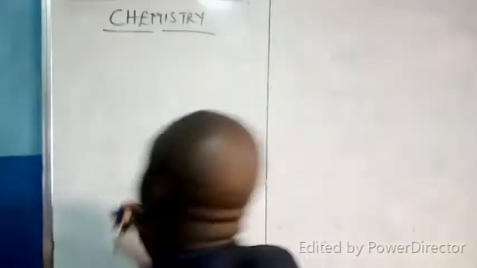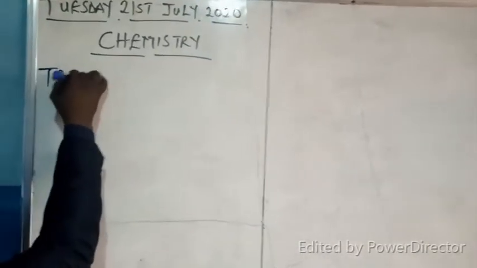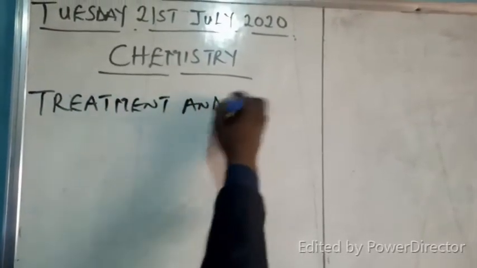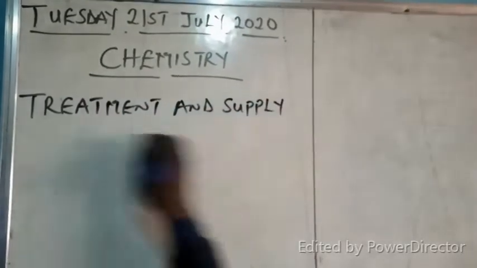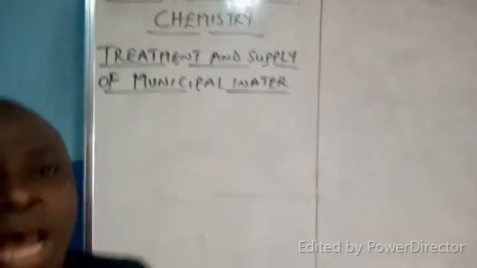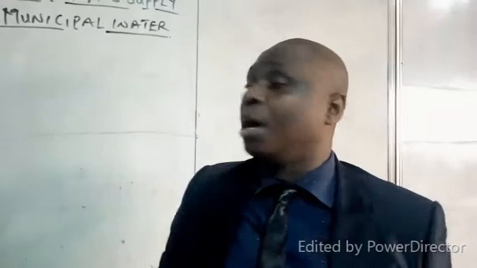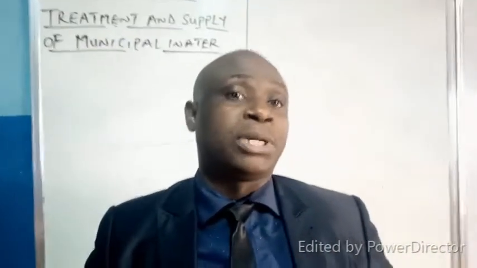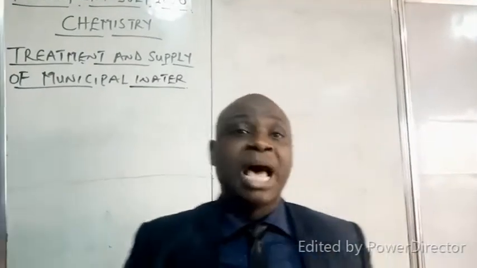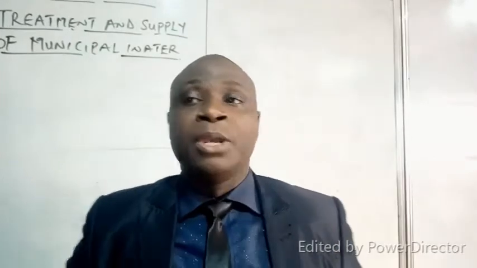Now in today's class, we want to look at the treatment and supply of natural water to townships. Now the treatment here, of course, you will agree with me that everyone uses water, both domestically and industrially. And so in this case, water has to be supplied for our usage. Now, how do we get this water?